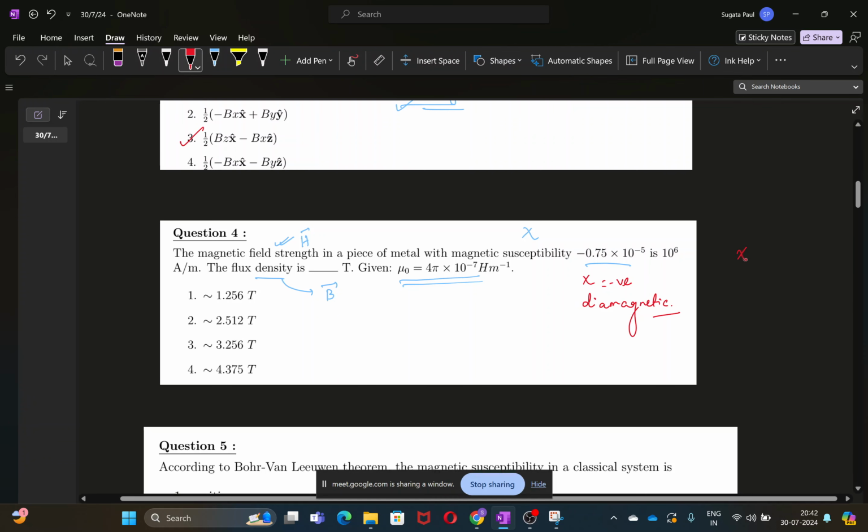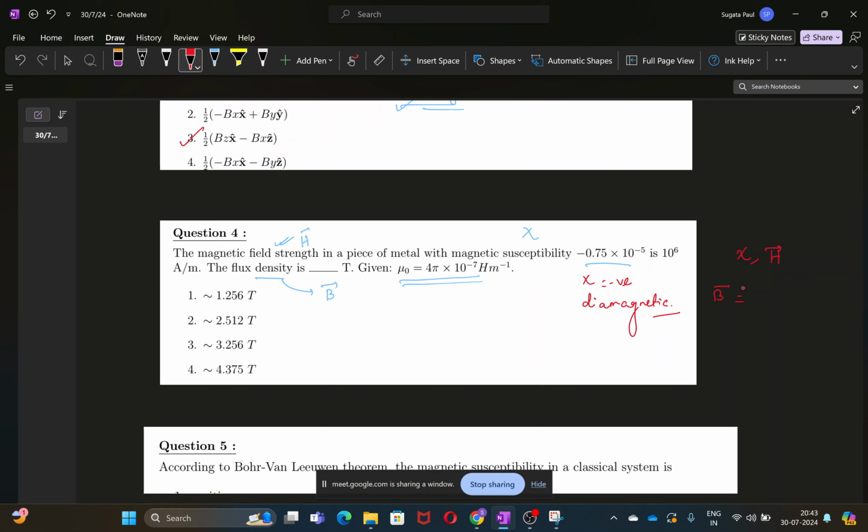So you are given chi, and then you have been provided H. H is basically 10 to the power 6 ampere per meter, the magnetic field strength. And often people confuse B and H. Make it very clear within your head that they are different quantities. They have different dimensions and different definitions. H is the direct magnetic field strength, whereas B is not the magnetic field strength, but the magnetic flux density, or magnetic induction.